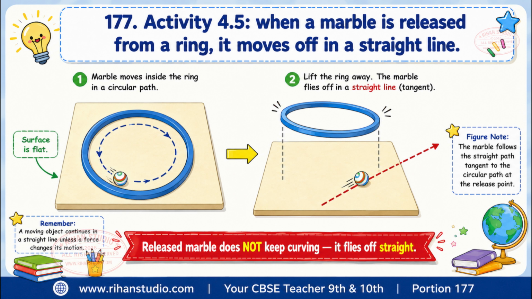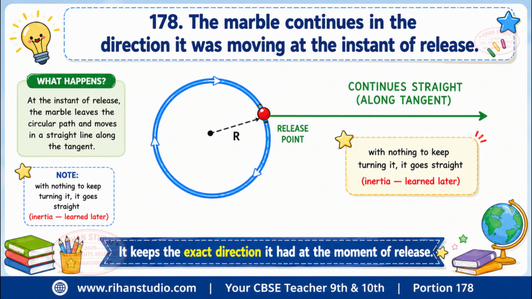When a marble is released from a ring, it moves off in a straight line. An activity result to remember: when the ring is lifted, the marble does not keep curving. It flies off in a straight line. The marble continues in the direction it was moving at the instant of release. The reason: with nothing to keep turning it, the marble simply continues in the exact direction it had at the moment of release. You'll learn the full reason, inertia, later.